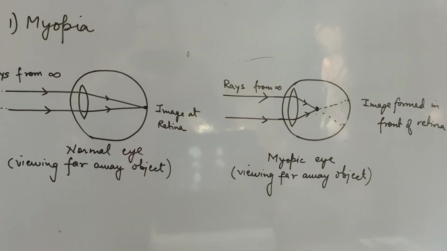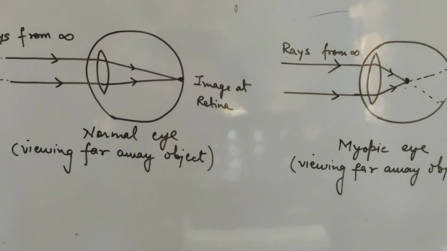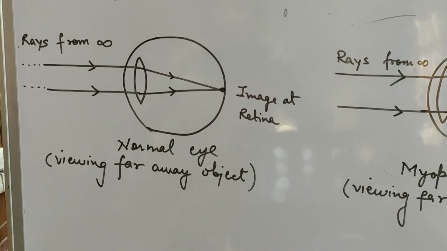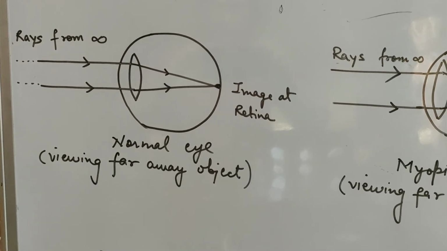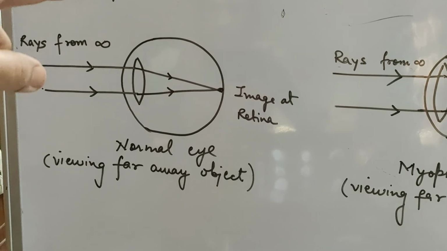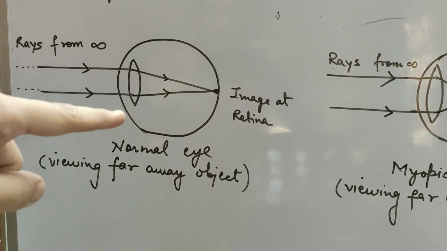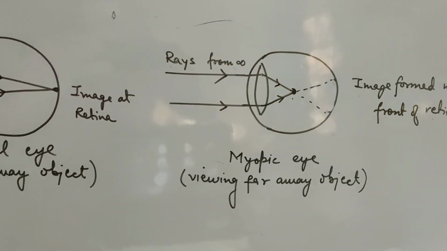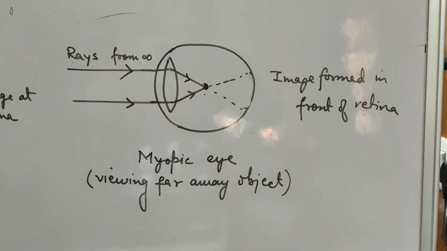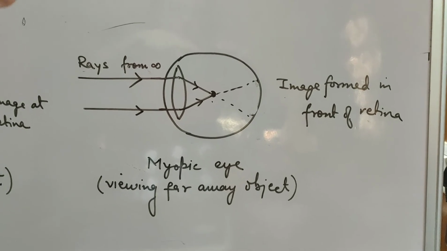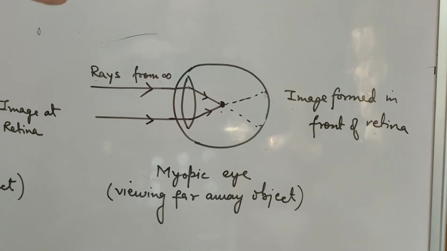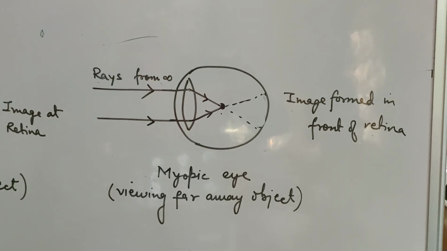So this is the defect myopia. This is representing here the normal eye when it is viewing the far away objects. Parallel light rays are representing light coming from infinity, very far away. After they fall on the eye lens, bending takes place and the image is formed exactly at the retina. Whereas in case of a myopic eye, these light rays will not meet at the retina, they are being converged, they are forming an image in front of the retina. This is because the eye lens has become more converging.